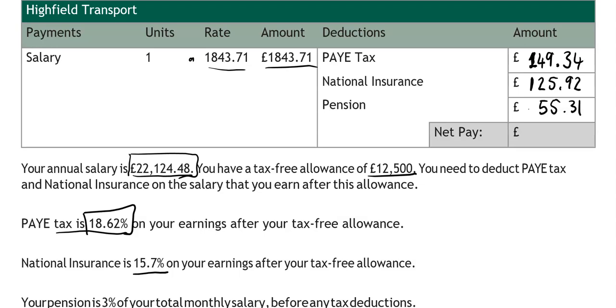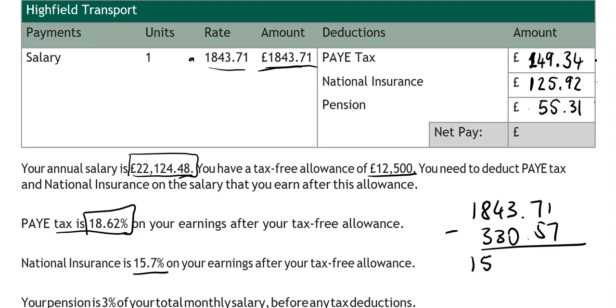To work out net pay now, we just need to take away all of these three amounts from the 1,843.71. So 1,843.71, take away 330.57, and it gives us £1,513 and 14 pence.